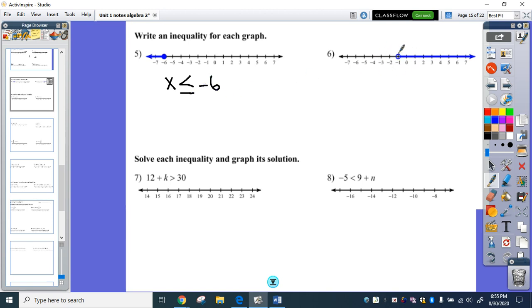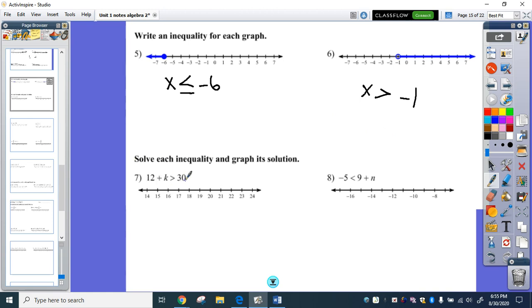Again, I start with my endpoint. My endpoint is at -1, but I have an open circle, so that means it's not going to have the or equal to bar. I'm going off to the right, which means I'm going greater than, and I give myself a variable. So x is greater than -1.